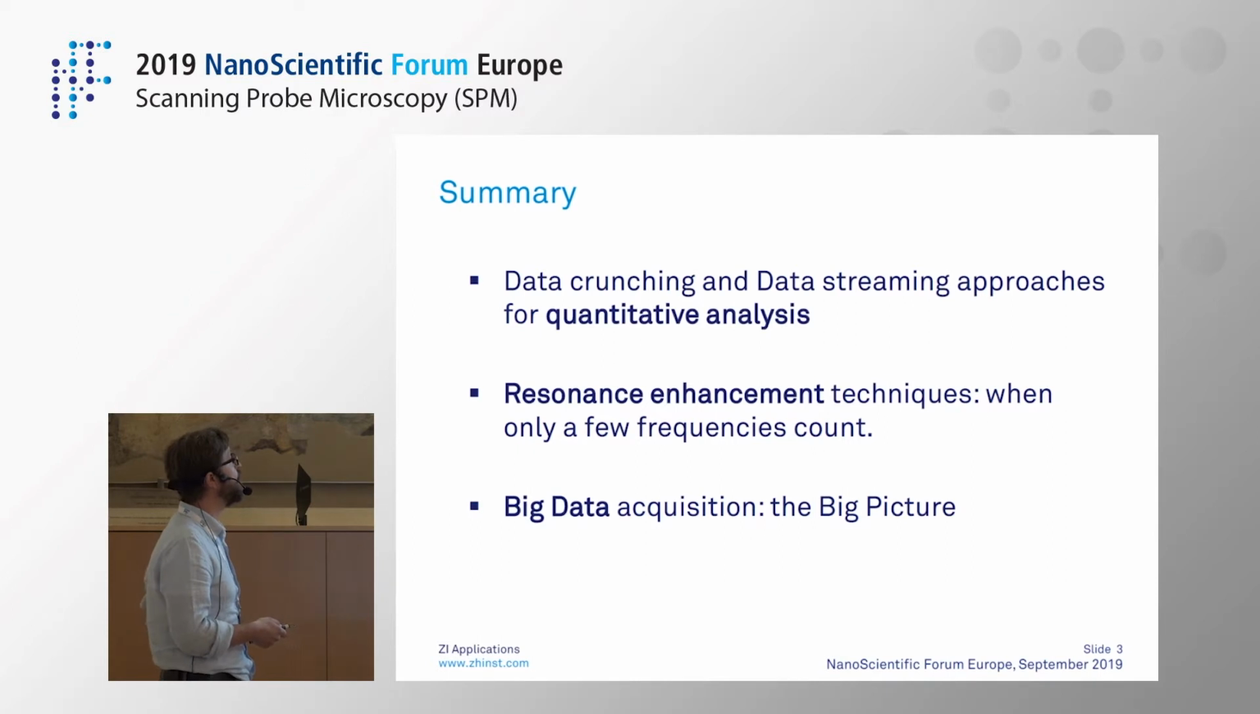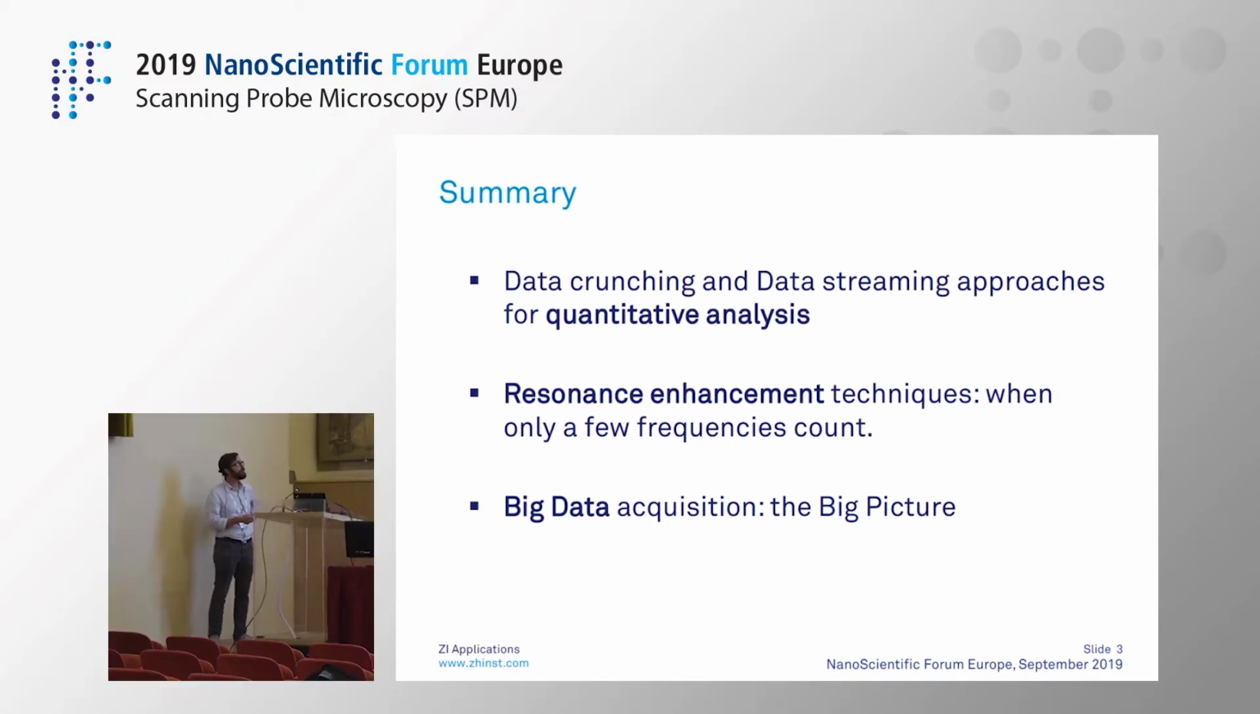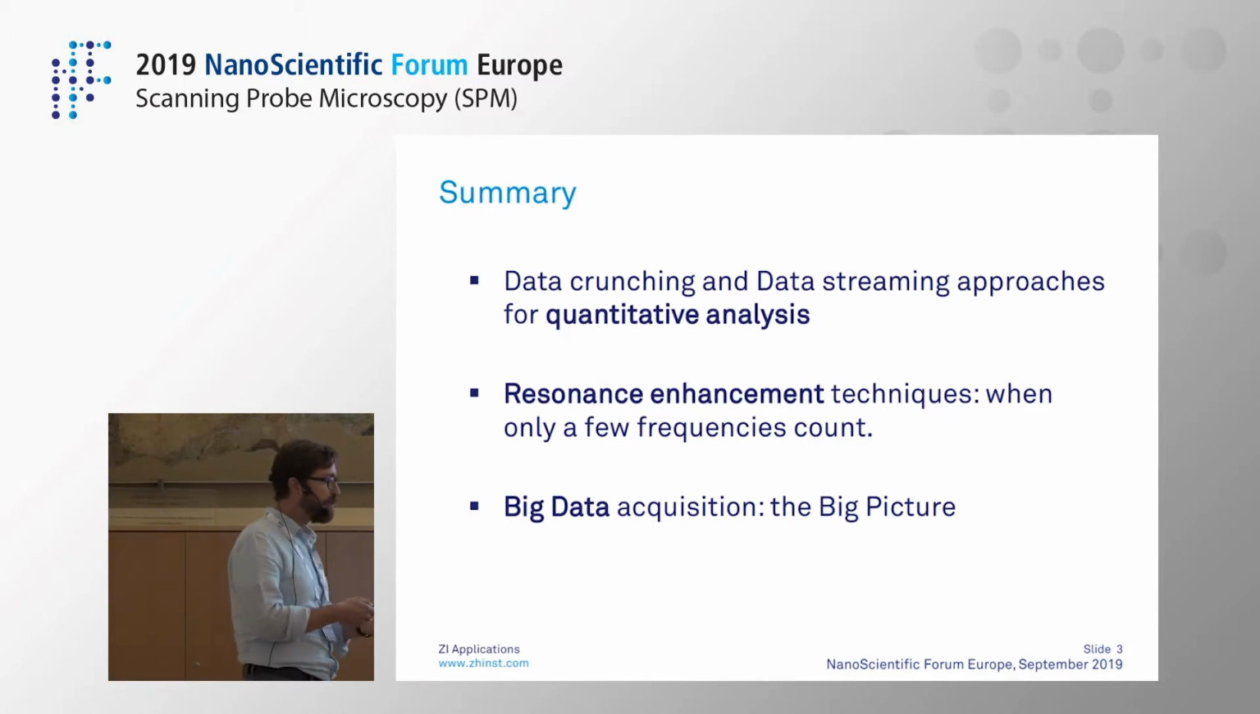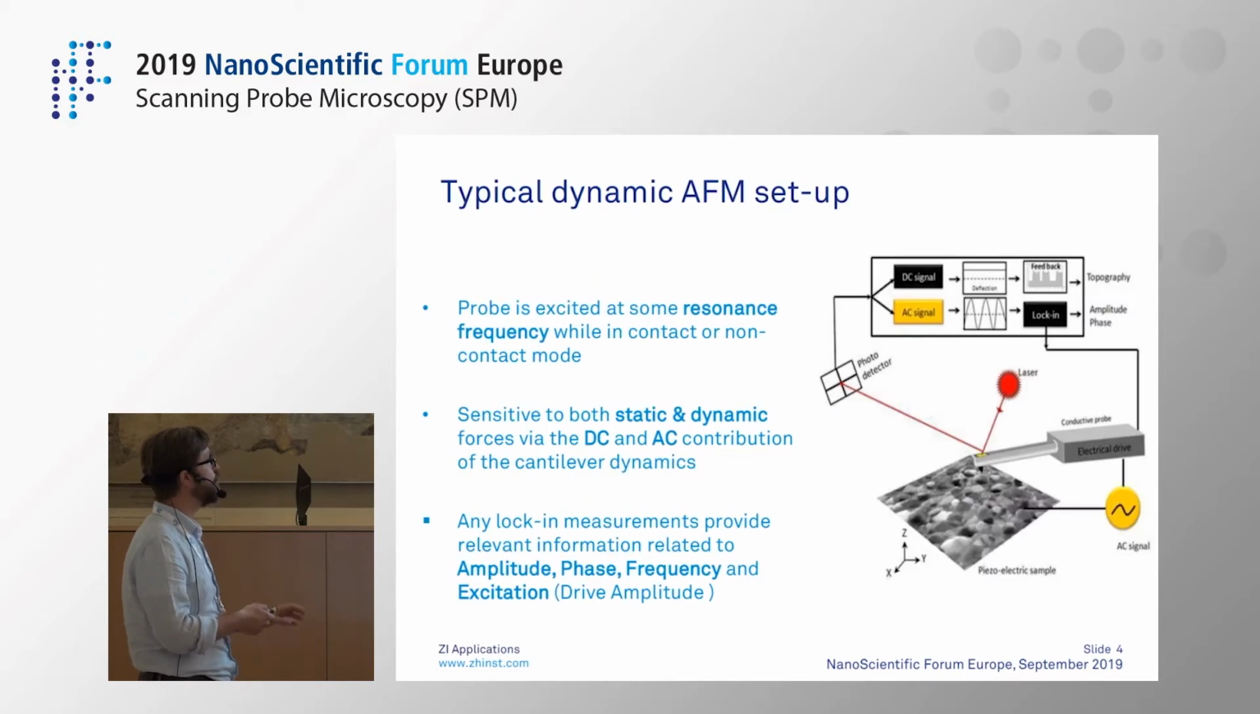So that will be the outline of my talk: to address the difference between data crunching and data streaming. Of course, the point is to be as quantitative as possible and not just have relative or nice images. That corresponds to resonance enhancement techniques and closed loop techniques, when you can count only on a few frequencies, or some sort of band excitation method, or big data acquisition. I know that I only have 20 minutes, so I have to get to the point.